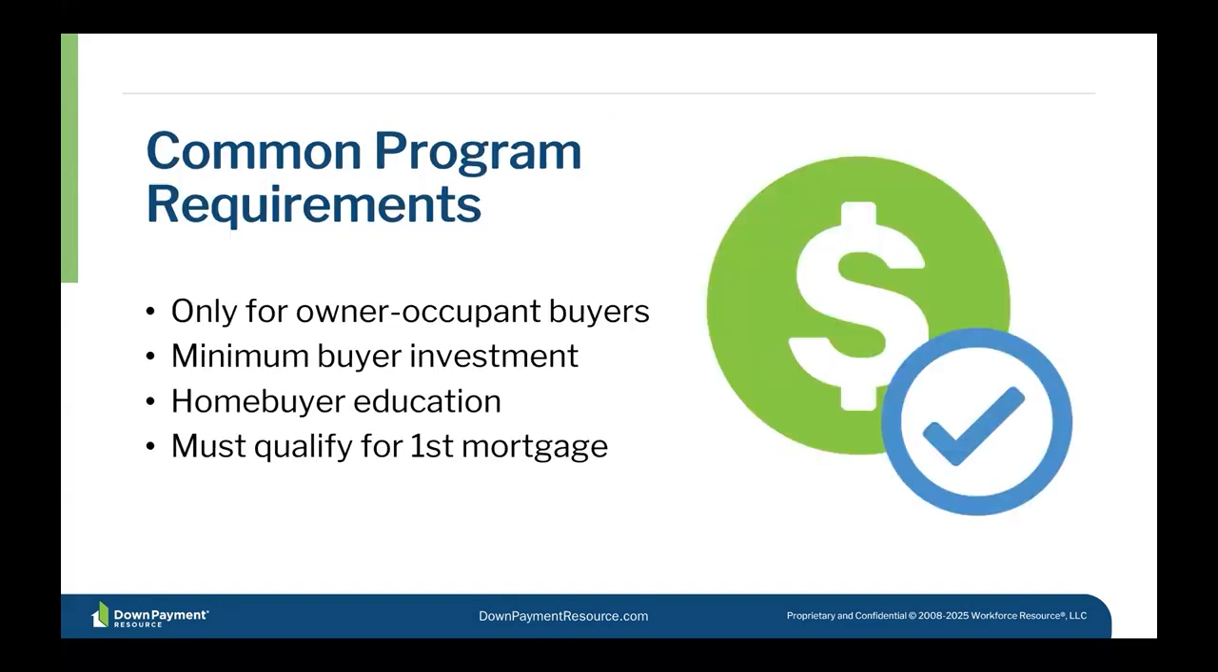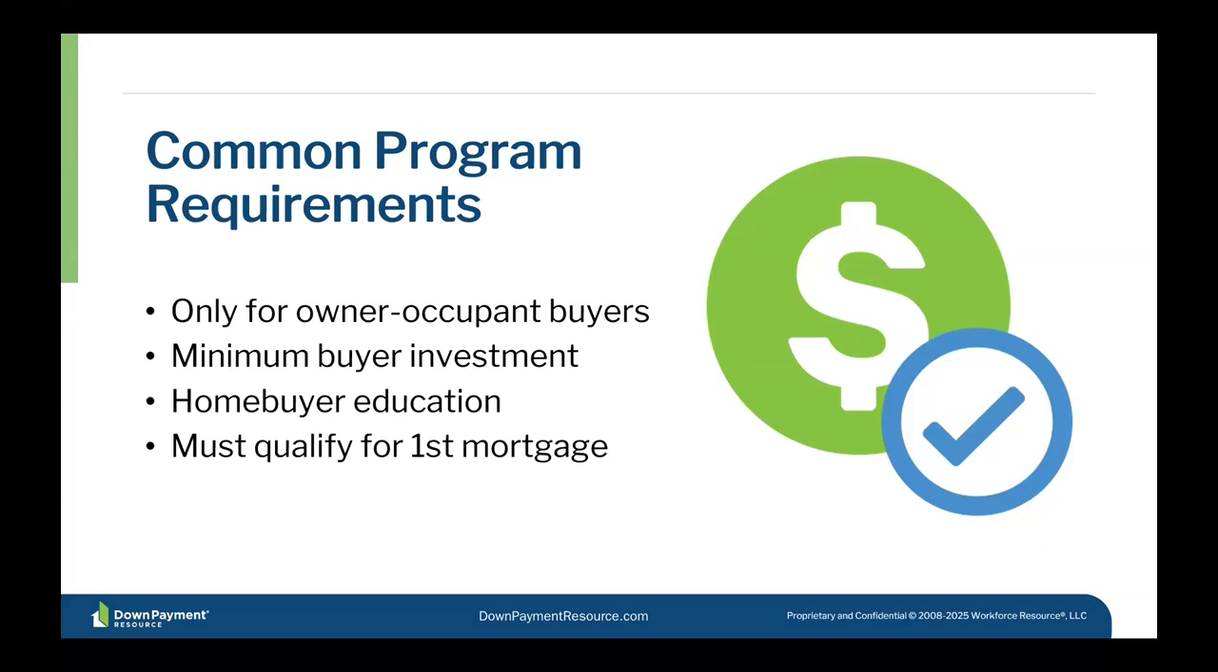So let's talk about some of the common program requirements. All of these programs share some basic universal requirements. For example, they are only for owner-occupant buyers. These are not going to be programs for vacation homes or investment properties, although in some markets, like I said before, there may be assistance available to buyers who are looking to purchase multi-unit properties up to 4 units, but there is a stipulation that they have to occupy one of the units.